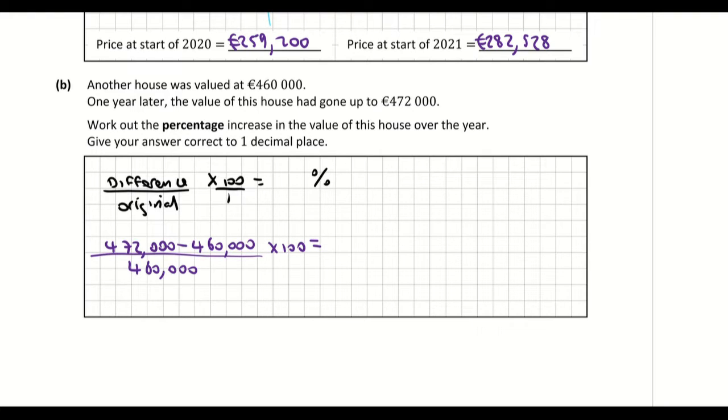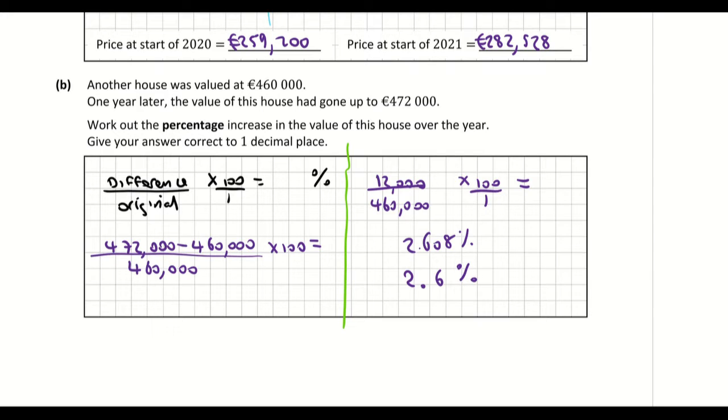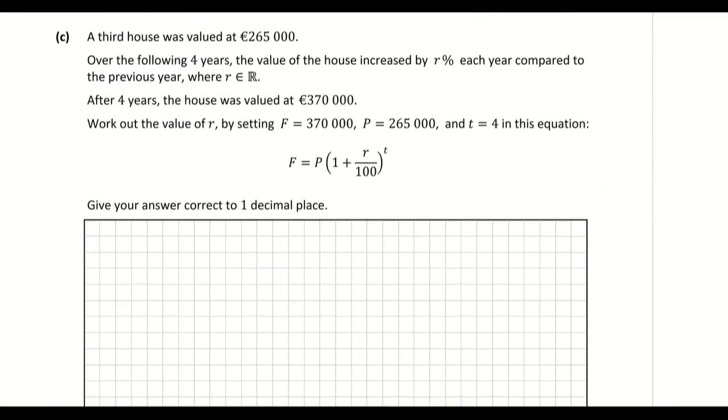Taking them away, that's going to give us 12,000 euro divided by the 460,000 multiplied by 100 over 1, and that's giving us 2.608%. Question wanted one decimal point, so 2.6%. So our formula here for percentage change is difference over original. Moving down now to part C.